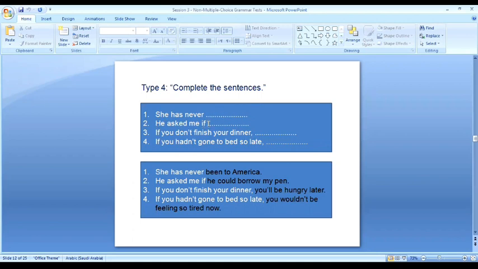He asked me if dash dash, if you don't finish your dinner, dash dash, if you hadn't gone to bed so late, dash dash. Okay, this is number 4 about complete the sentences. Here we ask the pupils to complete the sentence.